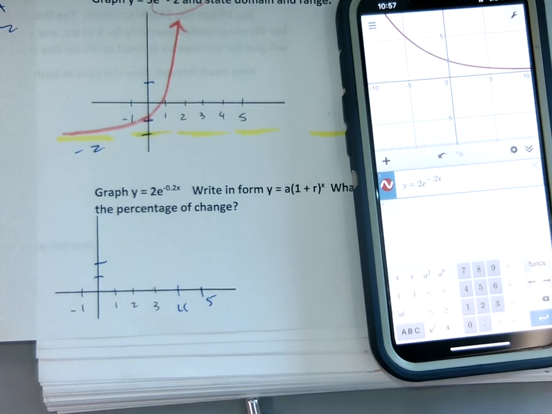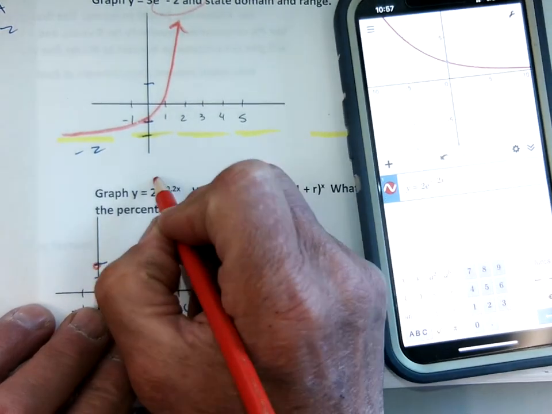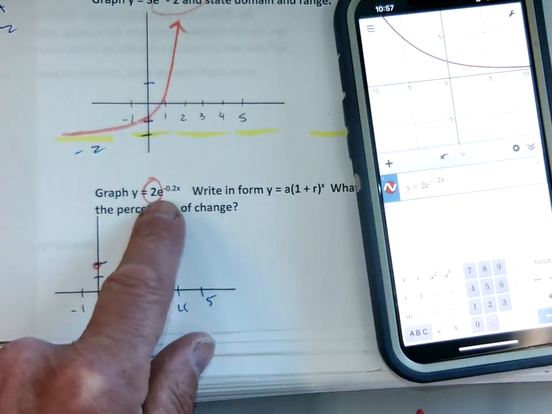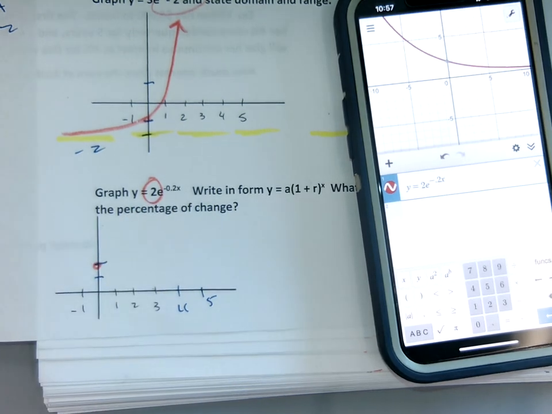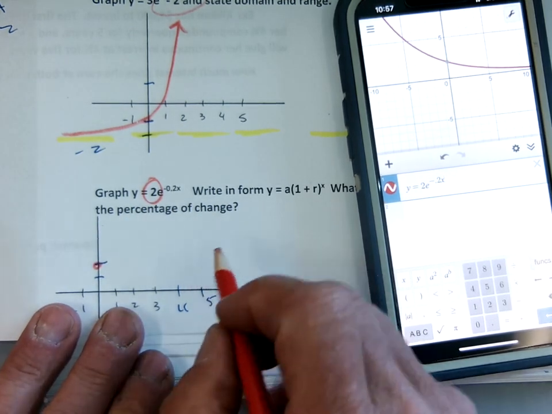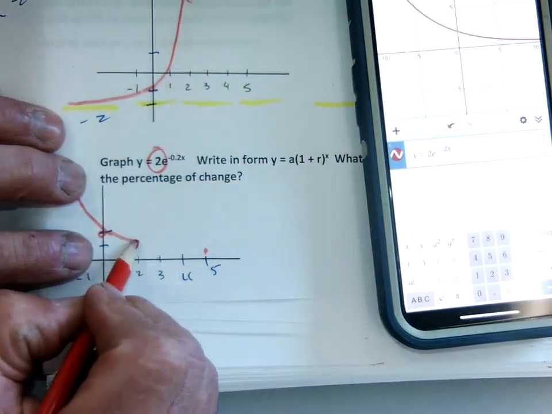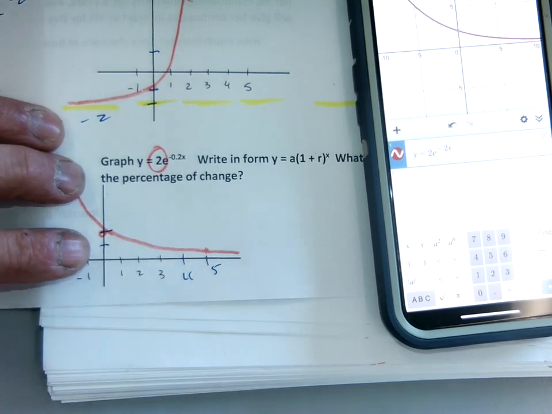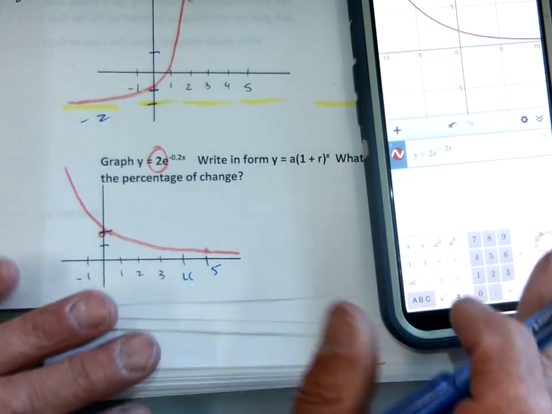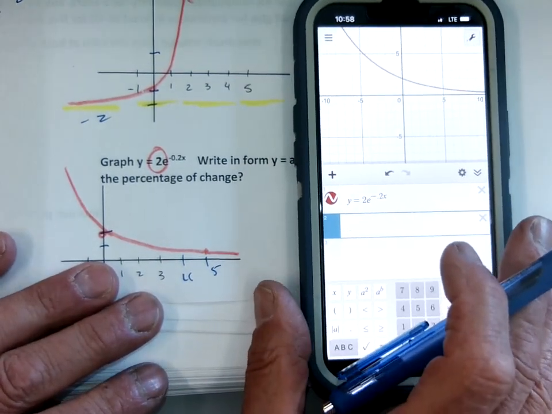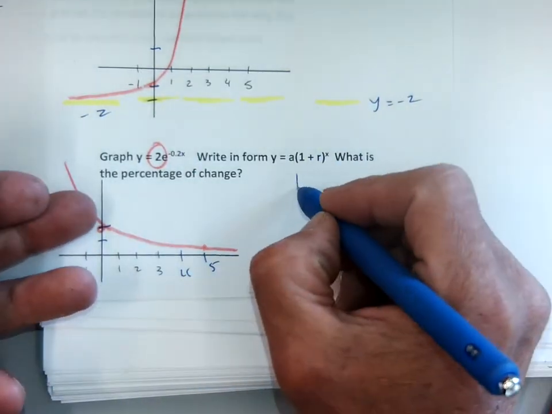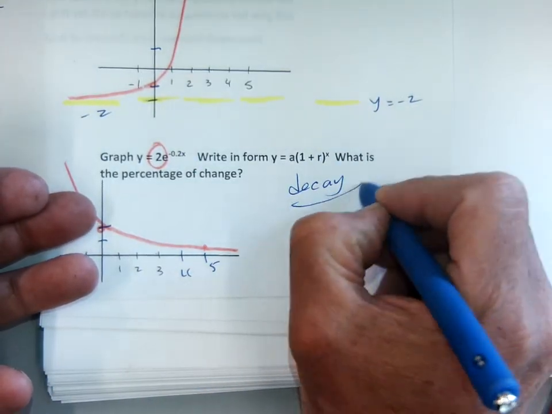And it seems to go through 2. That makes sense because the 2 is the beginning amount, right? The 2 is the beginning amount. And it goes down. So this is no longer growth, but this is decay. So there's my graph on Desmos. And this is definitely decay. All right?